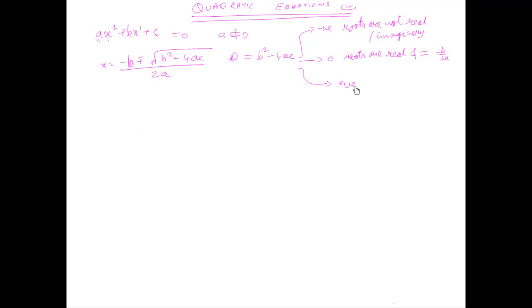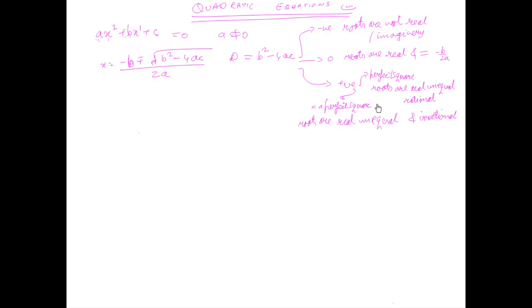When the discriminant is positive, when b squared minus 4ac is positive, now there can be two possibilities, children. Either it's a perfect square or not a perfect square. If it's a perfect square, the roots are real, unequal, different, two roots, and rational. Rational means can be expressed in fraction format. If it's not a perfect square, the roots are real, unequal and irrational.